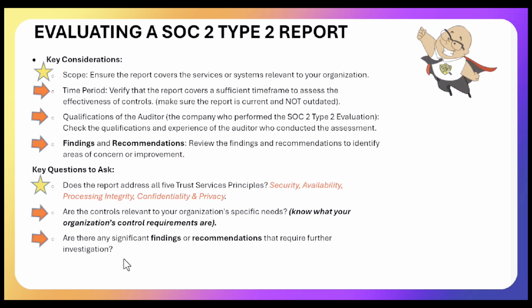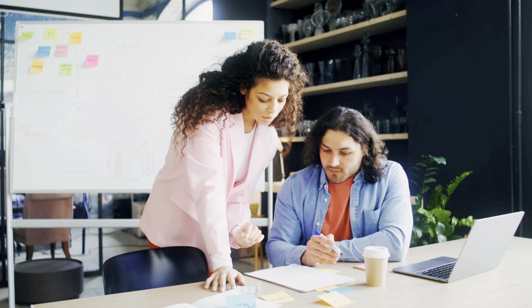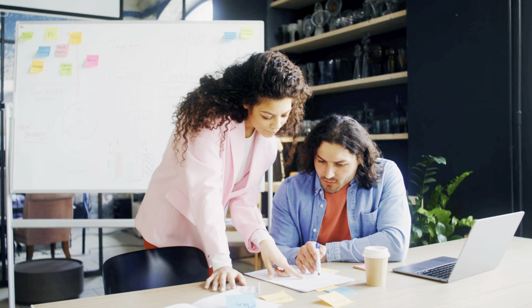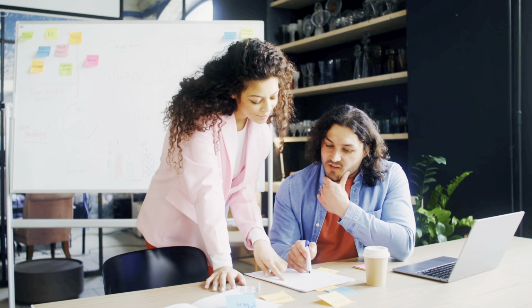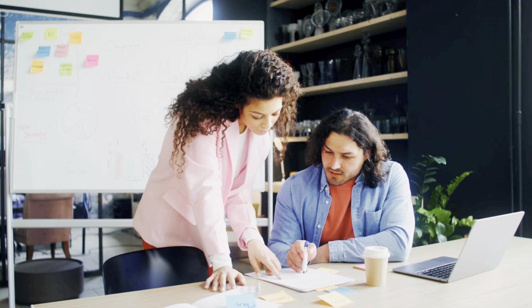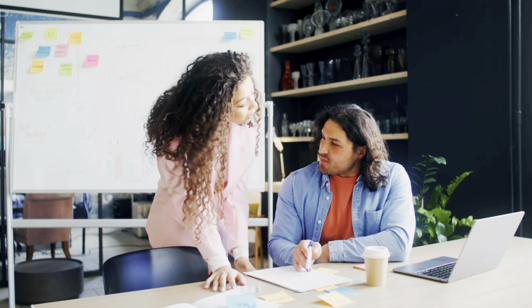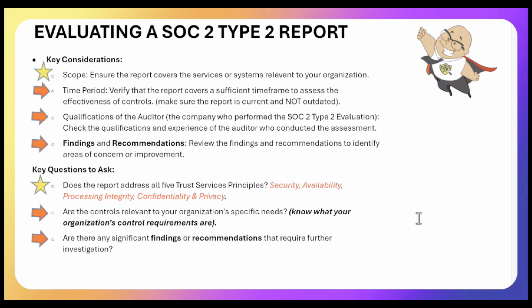So when you evaluate a SOC 2 Type 2 report, these are the key considerations to take into account. The scope: you want to ensure that the report covers the services or systems relevant to your organization, things in your service organization that are relevant to the review. The time period: as I mentioned before, make sure the report is not stale, that it covers a sufficient time frame, and that it's not outdated.